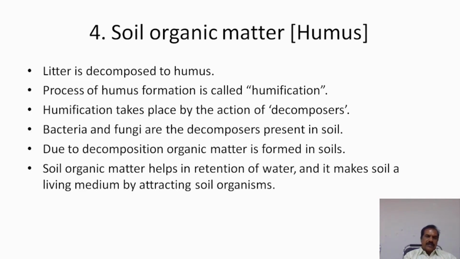Litter or debris. The definition of litter or debris, because from litter or debris humus is formed. Litter or debris is nothing but the dead plant and animal structures. Dead plants and animals combinedly are called litter or debris. Over a period of time, they will be converted into a dark brown colored substance, which is called humus. The process is called decomposition.